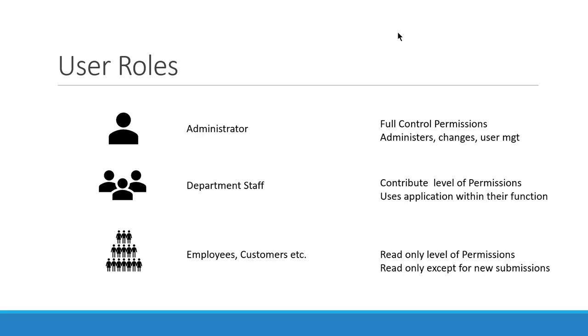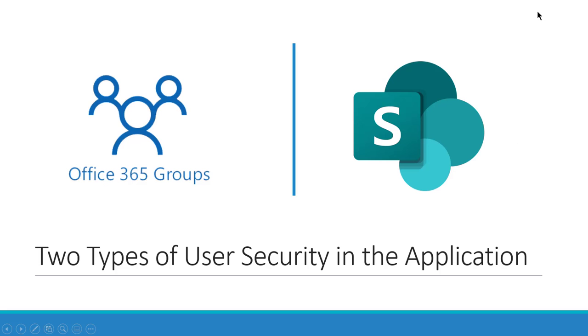And then the third level is employees or customers, those people that are visiting the department and really are locked into the service portal side of that department. These may be customers, could be employees. Most of the time it's employees. And they have a read-only level of permissions. This means they can't go in and change information, except if they're submitting new things like a service request. And then it is actually limited to them seeing only their submissions. So those are the three roles in any department.